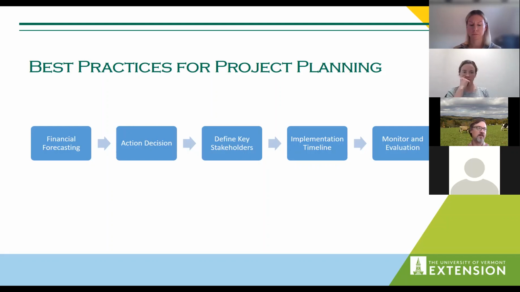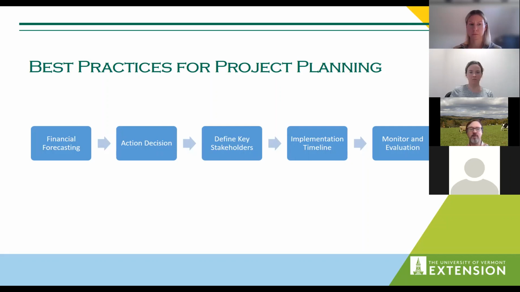Once we understand financial implications for certain undertakings, we come up with an action plan. We make a decision on what we want to do. Many times there are several issues that we need to address on a farm. So we prioritize the issues and start with step one through as many steps as necessary and create an action plan.